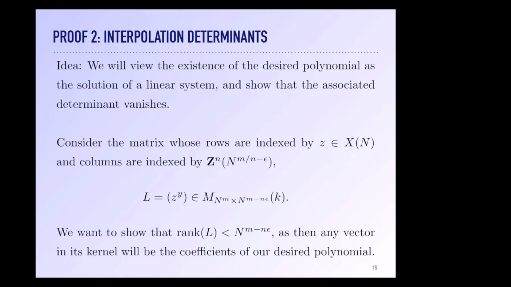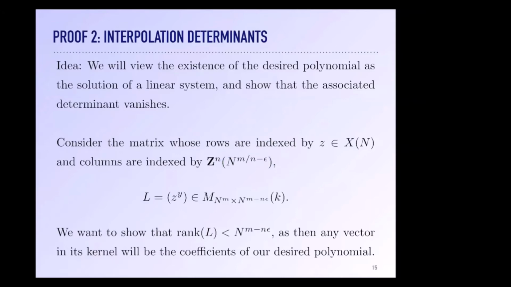All right, so consider the matrix whose rows are indexed by these elements, z and x of n, that I want to be the roots of my polynomial, and whose columns are indexed basically by the exponent vectors of polynomials of degree at most n to the m over n minus epsilon. It is Z^n of that, right? So n-tuples of integers where each coefficient is bounded by this. So these are the exponent vectors of the monomials in the polynomial that I want to make.